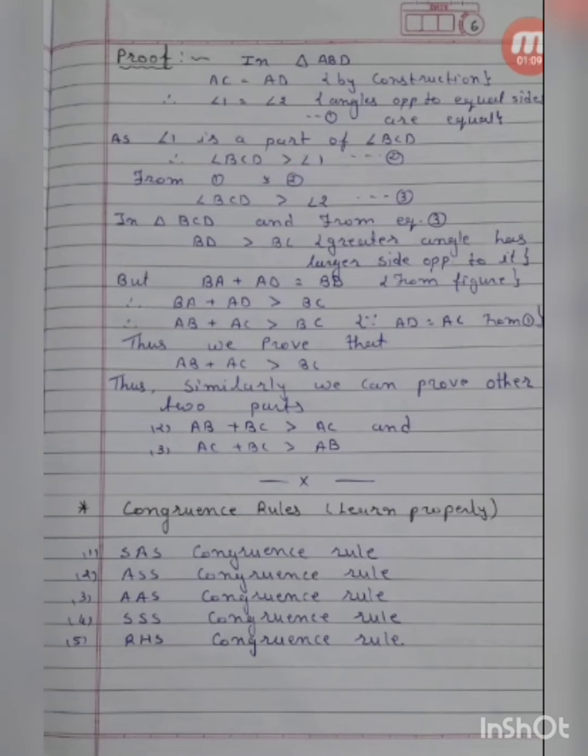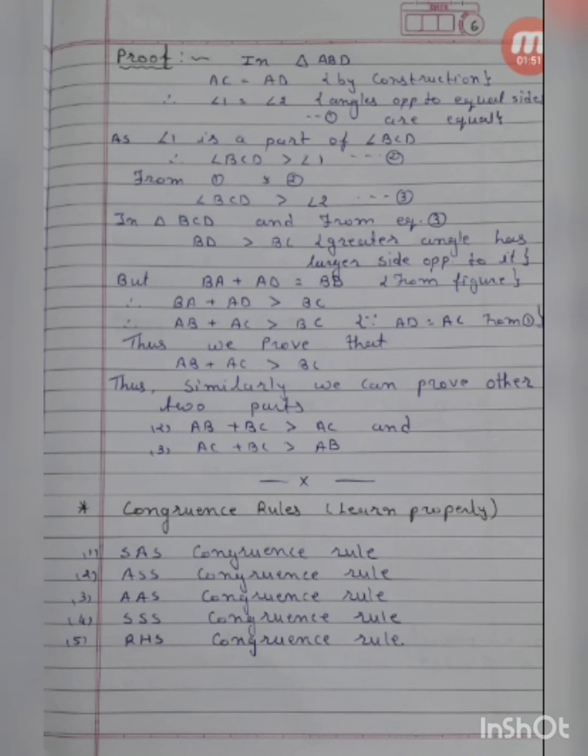Now proof. In triangle ACD, AC is equal to AD by construction. So angle A is equal to angle 1. Angles opposite to equal sides are equal. As angle 1 is a part of triangle BCD, we can say that angle BCD is greater than angle 1. This is number 2. From 1 and 2 we can say that angle BCD is greater than angle B. This is number 3. In triangle BCD, from equation number 3 we can write that BD is greater than BC. Greater angle has larger side opposite to it.